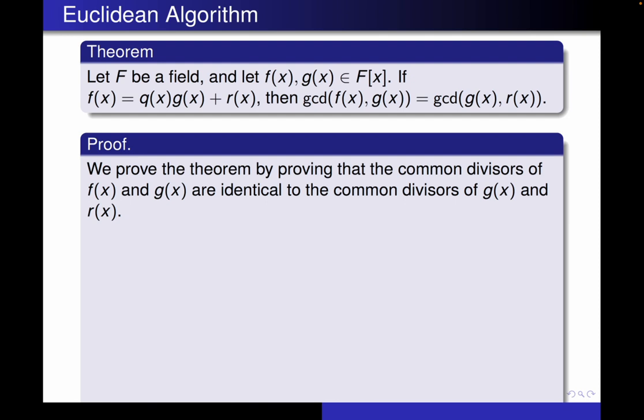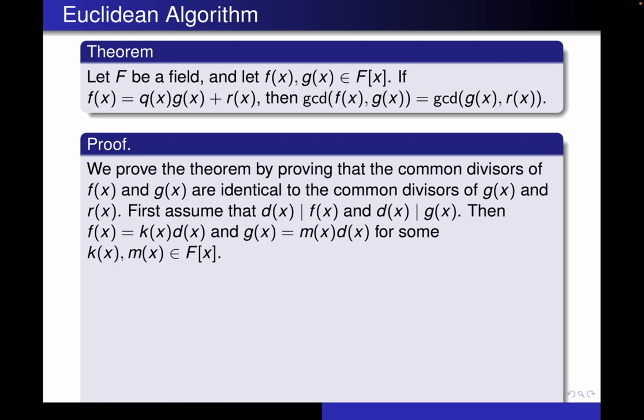Just like before, we're going to prove the theorem by proving that all the common divisors of f(x) and g(x) are exactly the same as all the common divisors of g(x) and r(x). If they have the same divisors, they'll certainly have the same greatest common divisor. So we're first going to assume that d(x) divides f(x) and d(x) divides g(x). So it is a common divisor of f(x) and g(x).